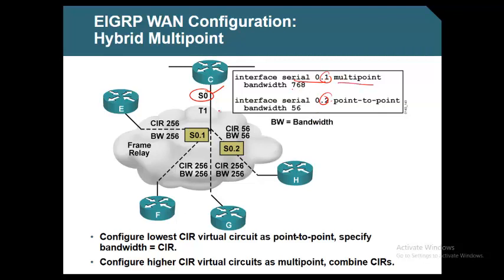You understood? In multi-point, you need to say the sum of bandwidth of all spokes on this hub side. You need to add all the bandwidth of the spokes and write it on the hub side. In point-to-point, you don't need to do that. You just say whatever is the committed information rate. Did you understand? This is very rarely seen.